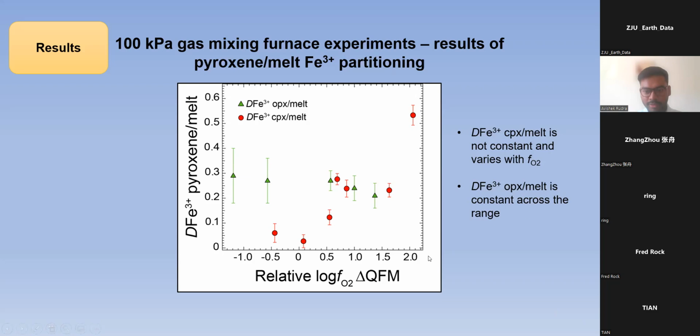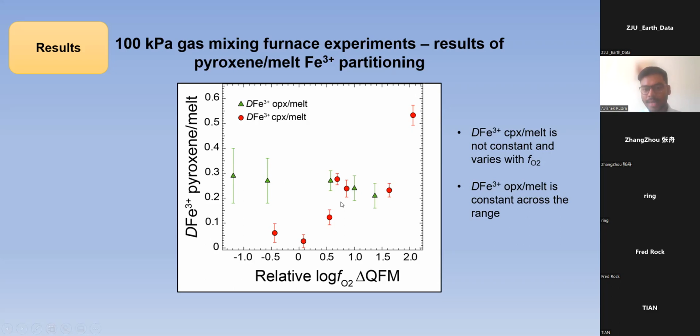So with increasing FO2, more and more ferric iron prefers to go into the CPX than it prefers to stay in the melt. So as the system becomes more oxidizing, pyroxenes become more and more ferric iron enriched compared to the melt. But that is not the case for OPX.